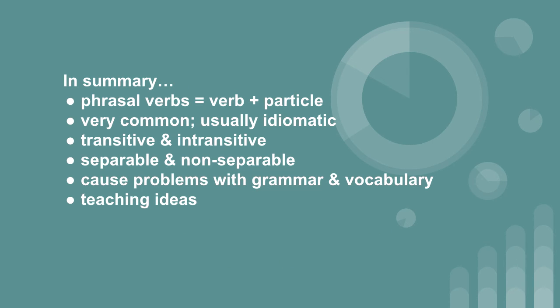In summary, a phrasal verb is a verb plus a particle. Phrasal verbs are also called 2- and 3-word verbs. Phrasal verbs are informal expressions and are usually idiomatic, which means the definitions of the separate words do not add up to the meaning of the entire phrasal verb.